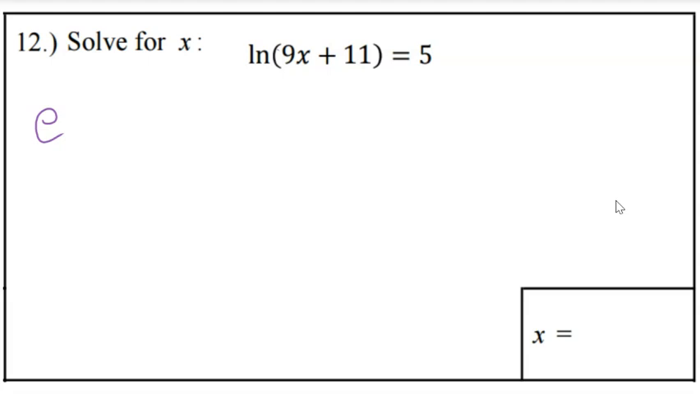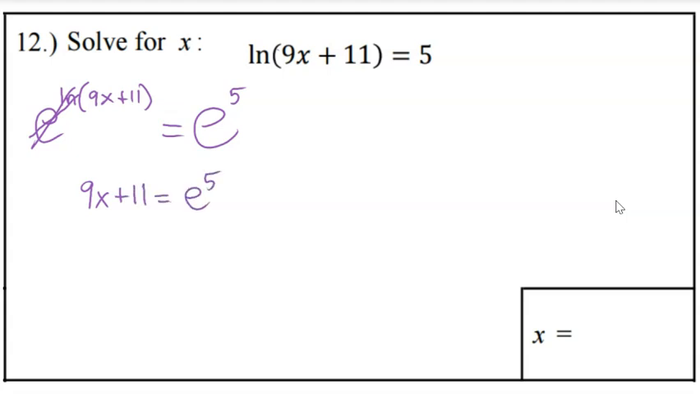We're going to do e to the power of this whole thing, natural log of 9x plus 11. So e to the power of natural log 9x plus 11. And then we'll set that equal to another e to the power of the other side of the equation, which is 5. Now this e to the power of natural log cancels out, and all we have left is 9x plus 11. So we'll bring down the 9x plus 11. That's equal to e to the 5th power.